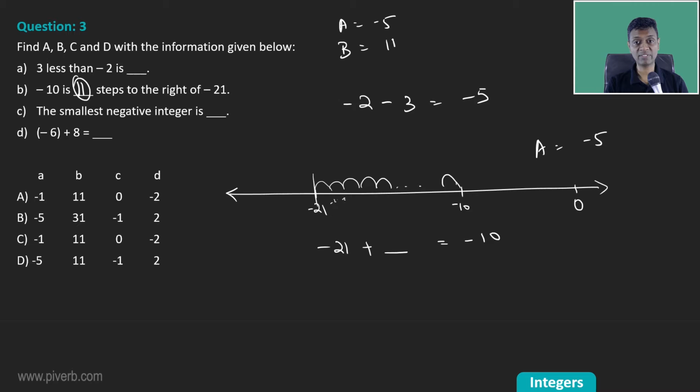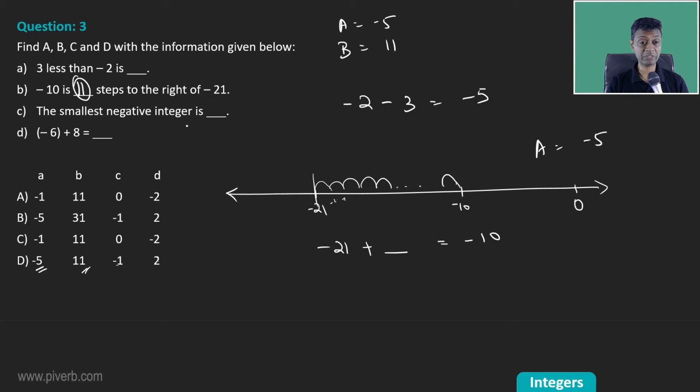I'm going to look at the choices. It says A, B, C, D. We have A should be minus 5 and B should be 11. Right, so already I can see that only this choice works. Minus 5, 11. I'm going to verify this, the other two being right.